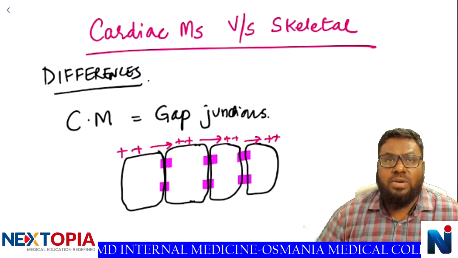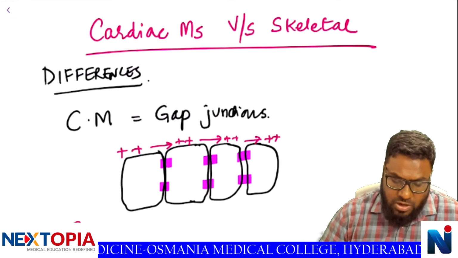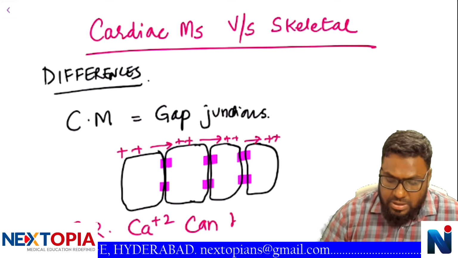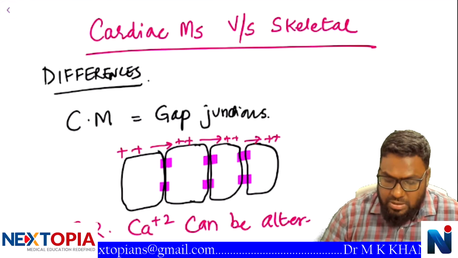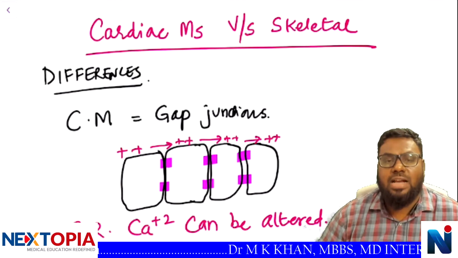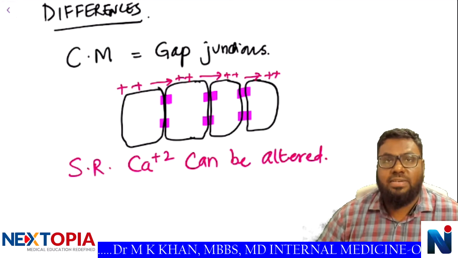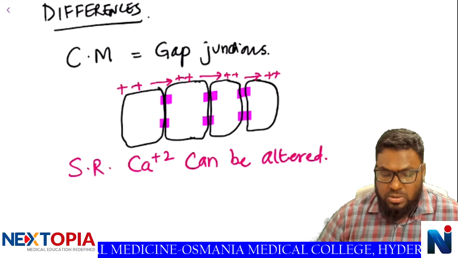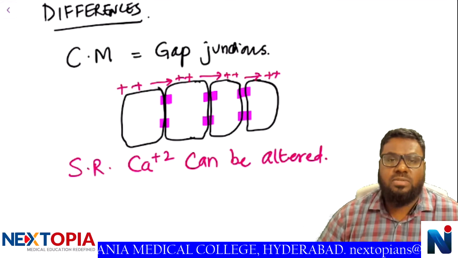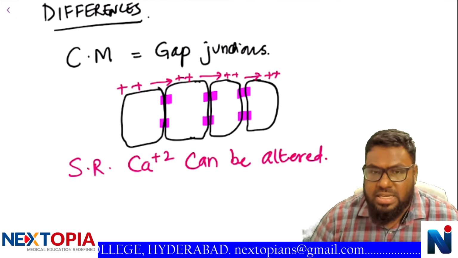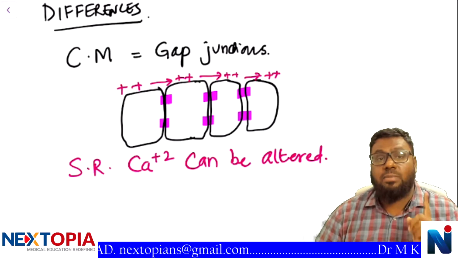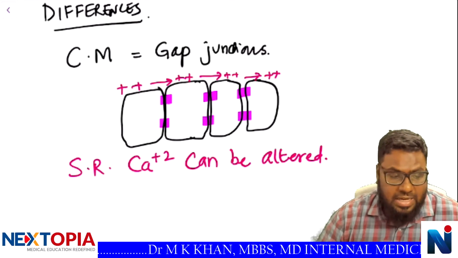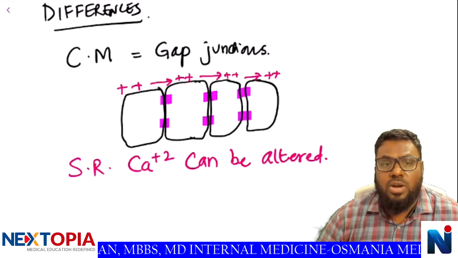The sarcoplasmic reticulum calcium can be easily altered in case of cardiac muscle because of the ATPase activity, the sodium potassium ATPase activity. There is one channel. I'll discuss this when I discuss the heart failure chapter in medicine. Again, I'll remind you about the differences and similarities between the cardiac muscle and the skeletal muscle. It's an important discussion now.